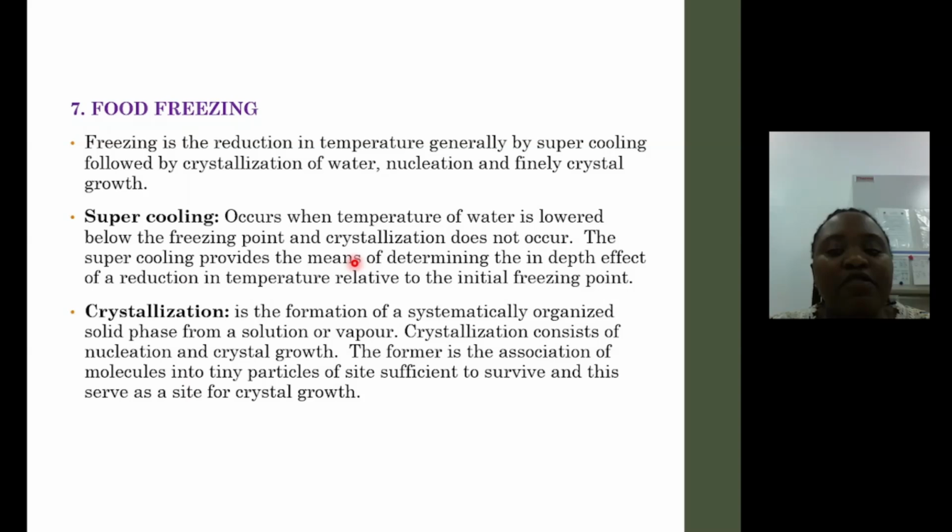The supercooling provides a means of determining the depth effect of a reduction in temperature relative to the initial freezing point. Then crystallization is the formation of a systematically organized solid phase from a solution or vapor, and this crystallization consists of nucleation and crystal growth. The former, nucleation, is the association of molecules into tiny particles of size sufficient to survive and thus serve as a site for crystal growth or crystal formation. This is a critical process in food preservation.